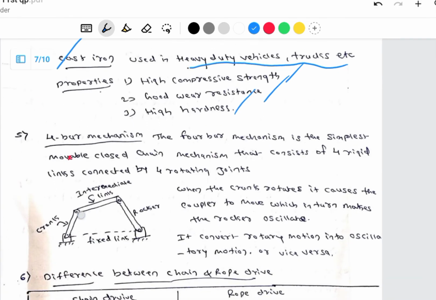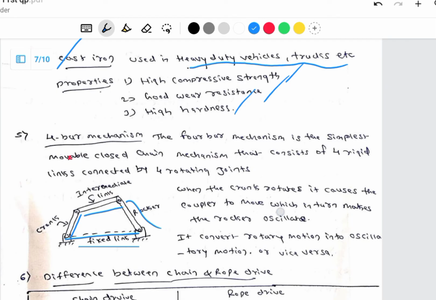So let me explain. The next question is the 4-bar mechanism. The 4-bar mechanism is the simplest movable closed chain. Why do you call this a 4-bar mechanism? Because four bars are there: link 1, link 2, link 3, link 4. In the 4-bar mechanism, one link is fixed. So this link is fixed, and the other links can move and operate.